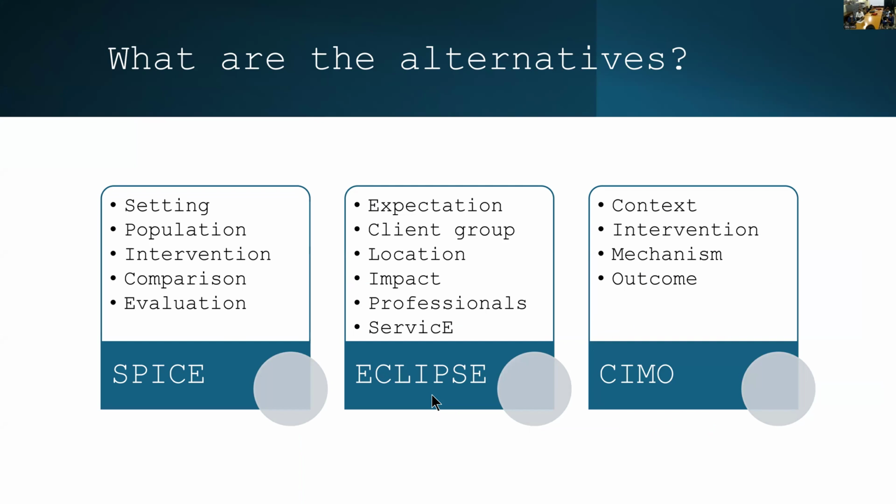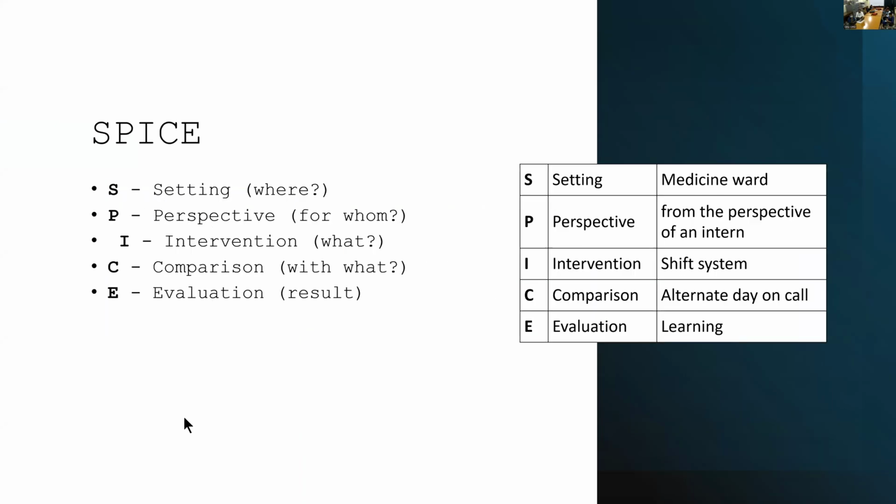So they have developed a couple of other search strategies like SPICE and ECLIPSE and CIMO, but there are some limitations of each. SPICE was actually developed in the US for evidence-based librarianship. S stands for setting, P is for perspective, I is for intervention, C for comparison, E is for evaluation. For example, if you ask interns, what kind of shift do they prefer? Do they prefer shift system or alternate day on call? Which is better for them in terms of learning?